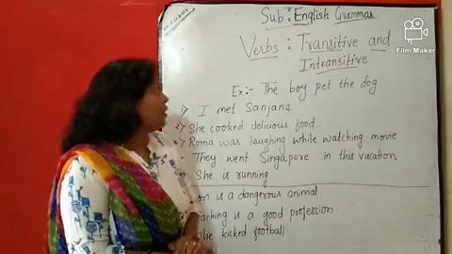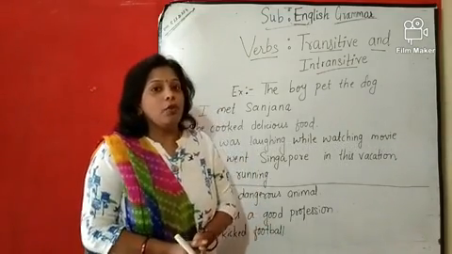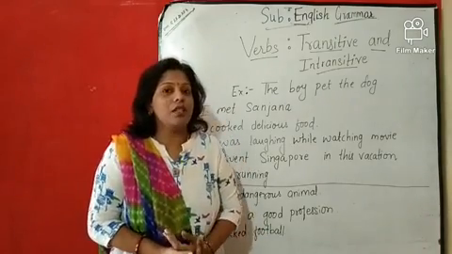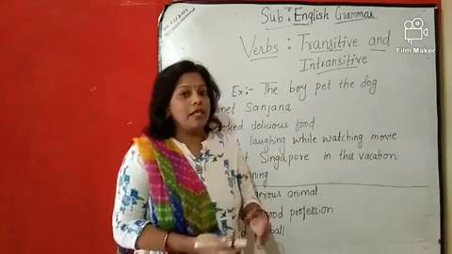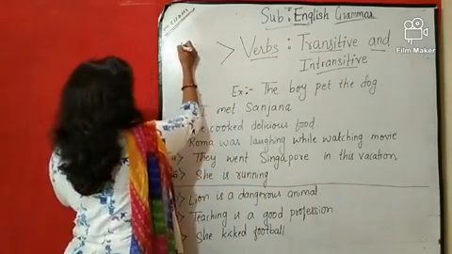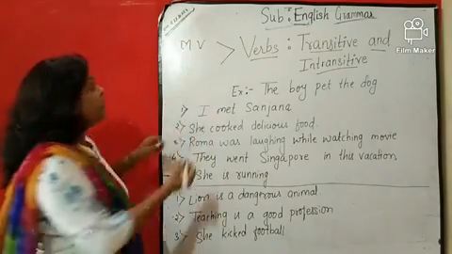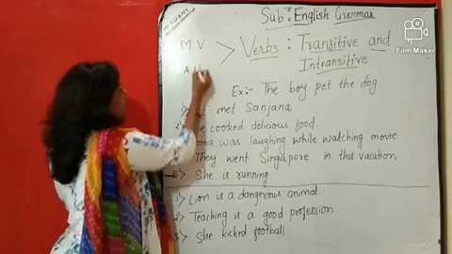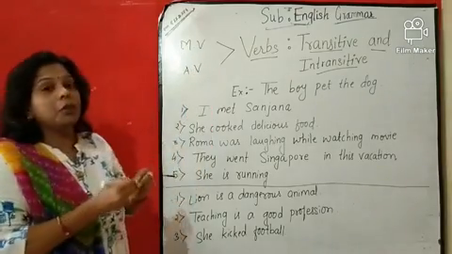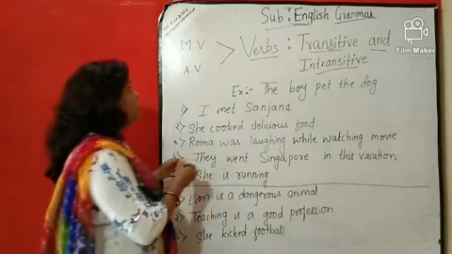Okay, so now we are going to learn about the verbs, right? So you know what are verbs? Verbs are the action words, right? Verbs are called the action words. Now verbs are basically divided into main verb and auxiliary verb, or you can say helping verbs, and the third one is the modals.